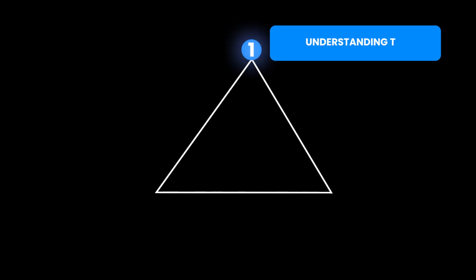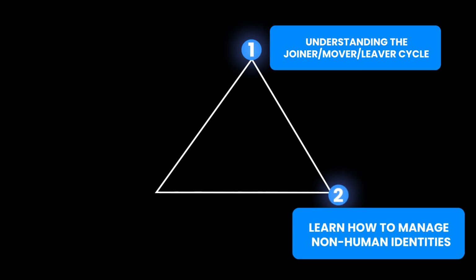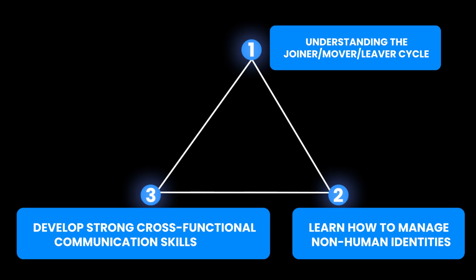So if you're trying to become an identity access management engineer, focus on those 3 things. Understand the joiner, mover, leaver cycle, learn how to manage non-human identities such as service accounts or bots, and develop strong cross-functional communication skills. If you understand those key areas, you're definitely miles ahead of the competition.